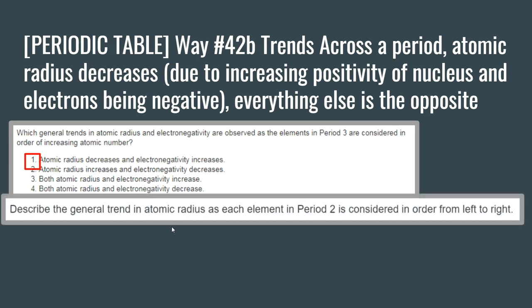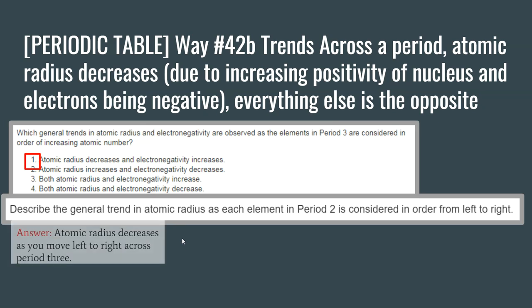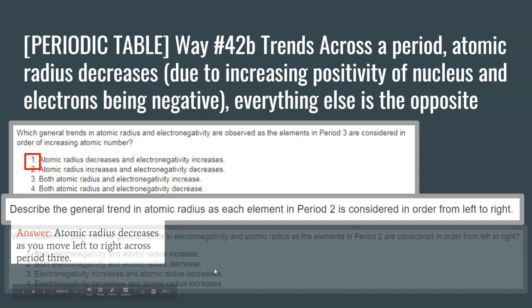It says, describe the general trend in atomic radius as each element in period 2 is considered in order from left to right. You should have noted that the atomic radius decreases as you move left to right across period 3. And again, you can always verify this on Table S.